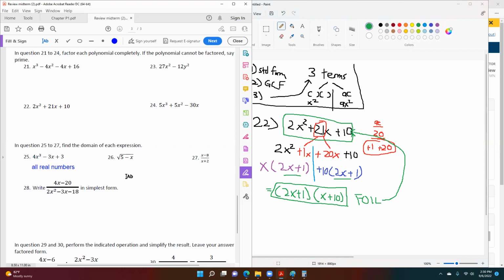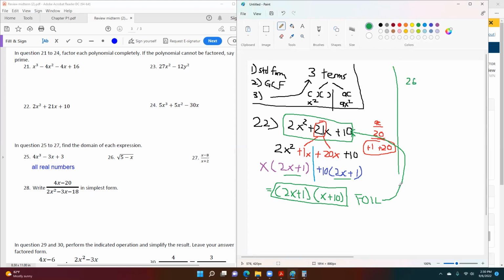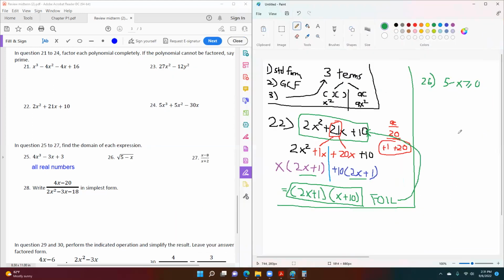How about 26? What kind of expression is this? Polynomials, radicals, or rationals? Radical. Yep. So how do we find the domain for a radical? The radicand is greater than or equal to 0. Very good. And then you solve for x. Do you guys know how to solve for x here? Subtract 5, so you get negative x, still greater than or equal to -5. And then what's next? Divide by -1.